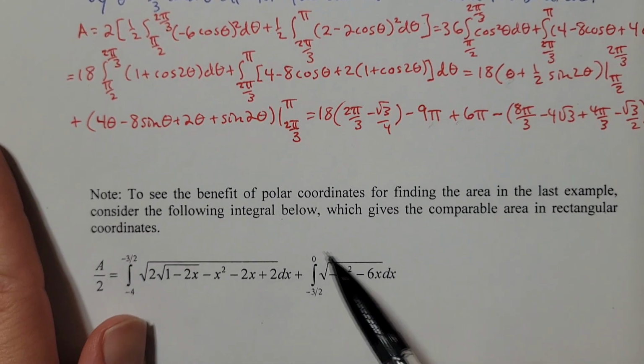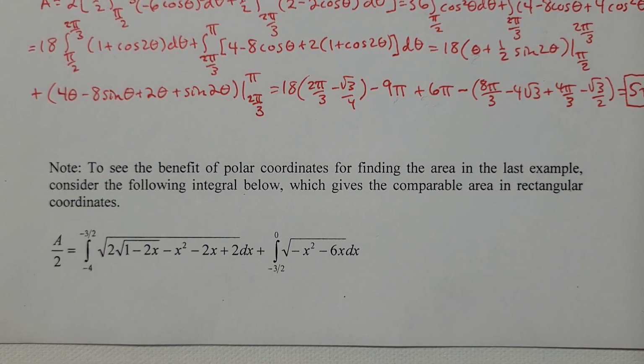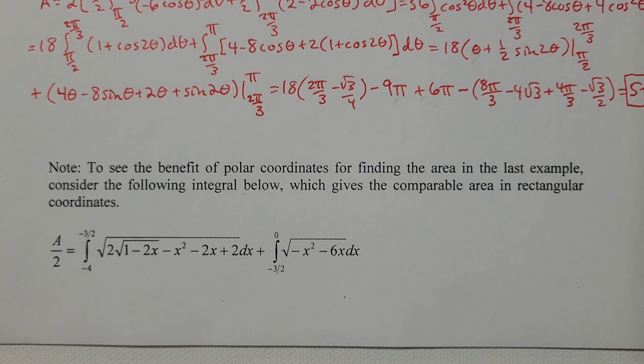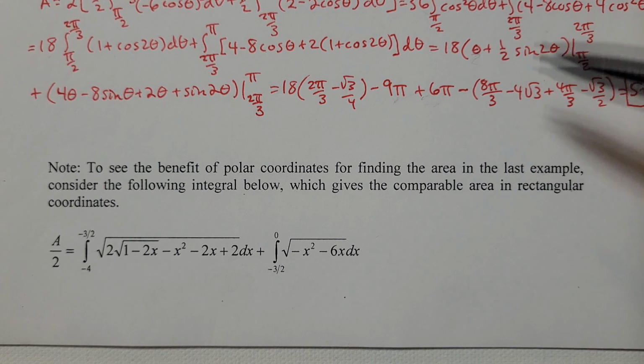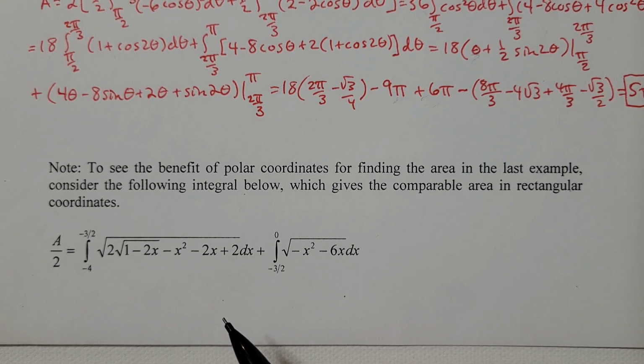Okay, now there's a note at the bottom of this, which is really important, by the way. It says, to see the benefit of polar coordinates for the last example, consider finding the integral below, which gives a comparable area in rectangular coordinates. Now, I would hate to do either one of these two integrals. I don't even know how to do the first one.